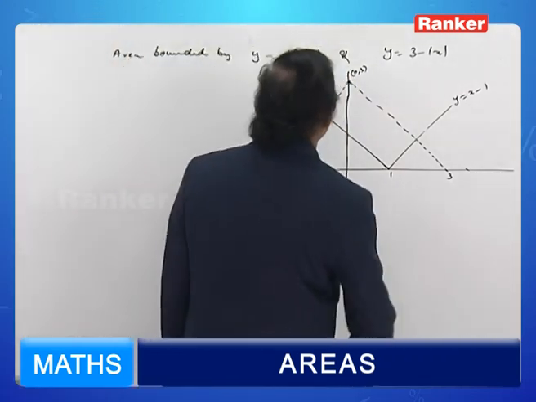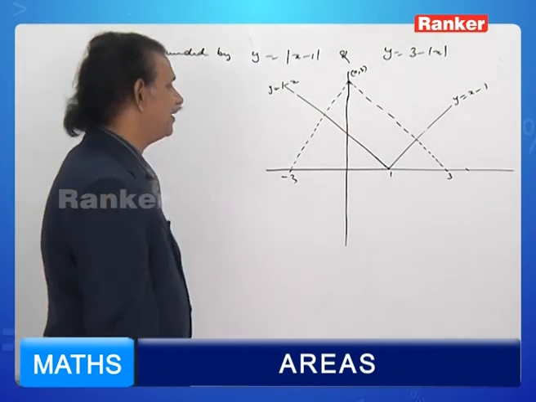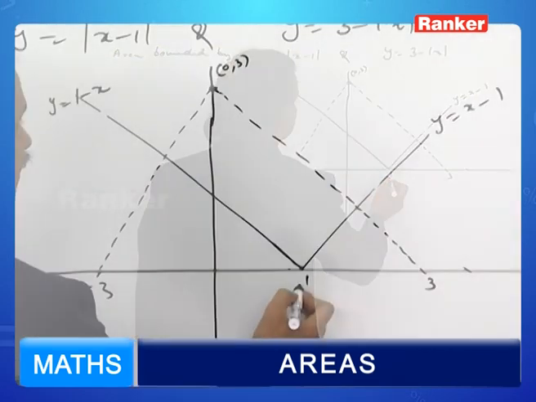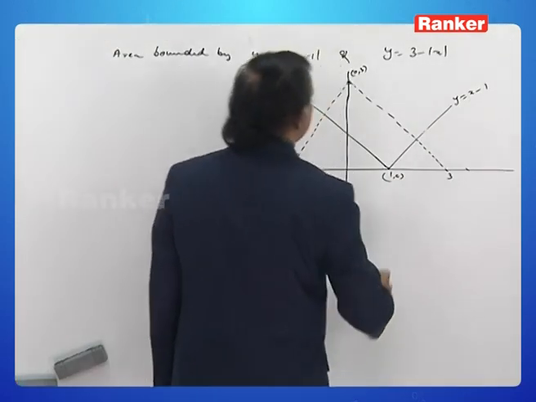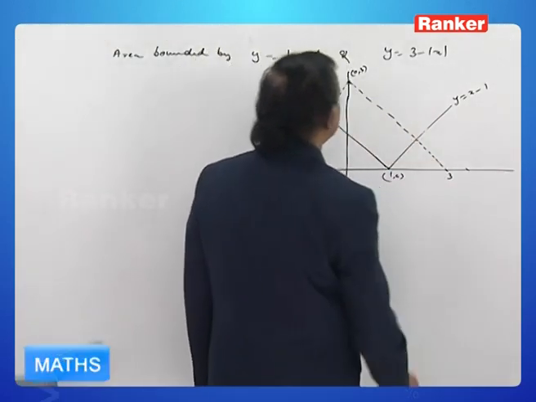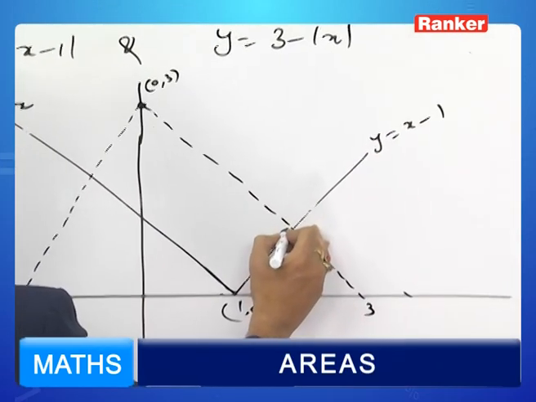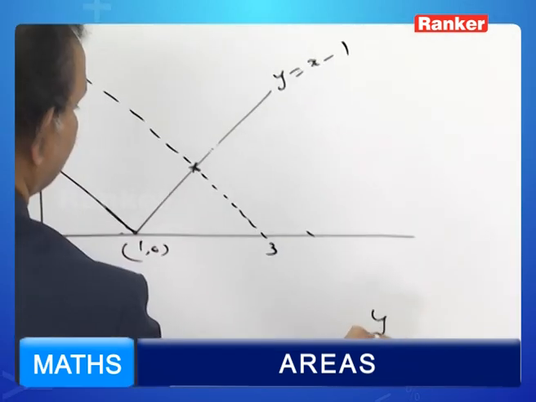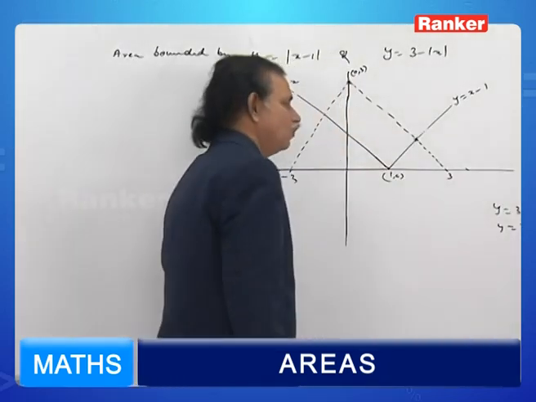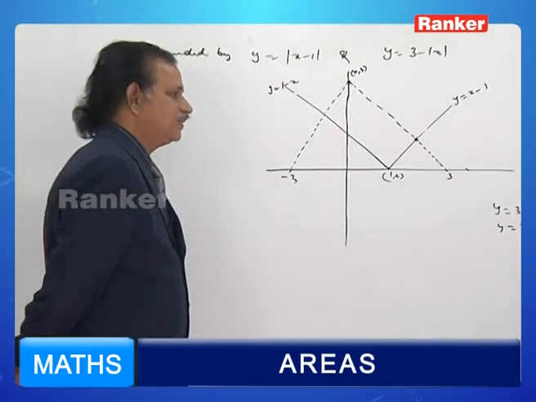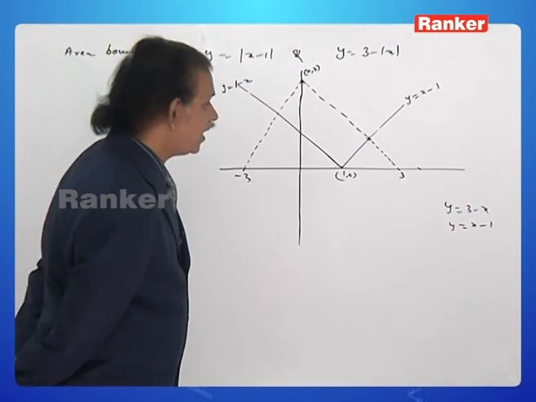Good. Look here. The four lines surely form a rectangle. Look here, this is 1. This point is 1, 0. This vertex is known. What is this line? y is equal to 3 minus x and y is equal to x minus 1. What is the point of intersection? If you equate them, 3 minus x is equal to x minus 1. So 2x is equal to 2. So x is 1, isn't it?